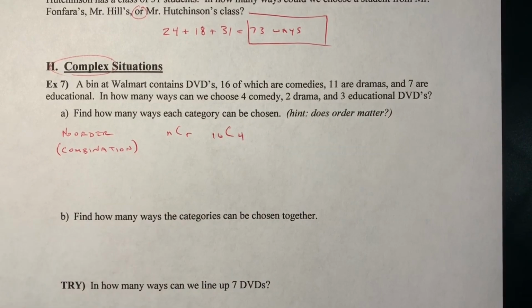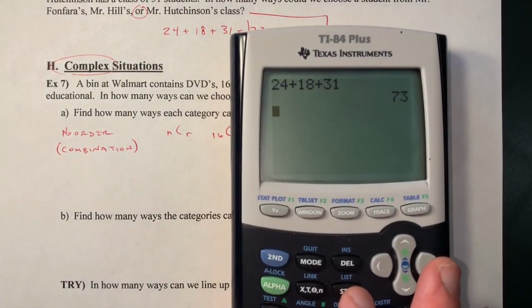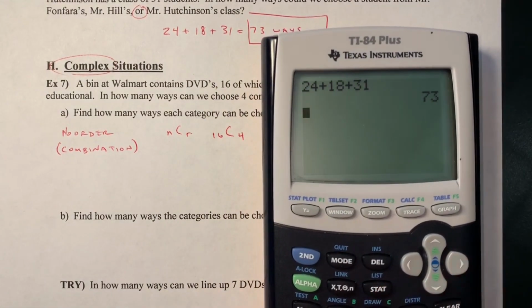Okay, now in the previous lesson, we used a formula to find out how many ways we could choose those 4 out of 16. We wanted to actually see the math behind what's happening, but now we're going to use a calculator to figure out that number of ways.